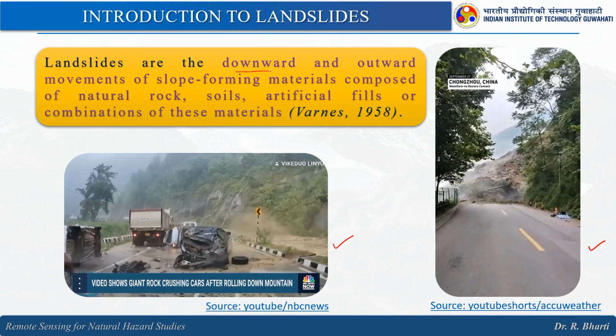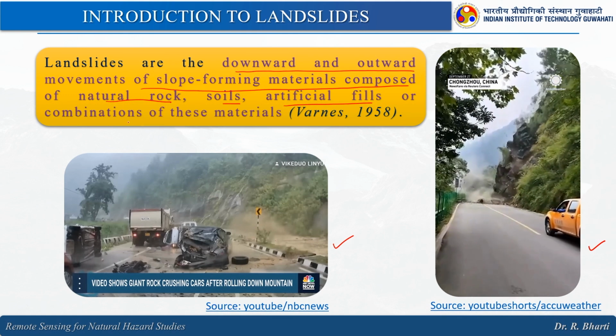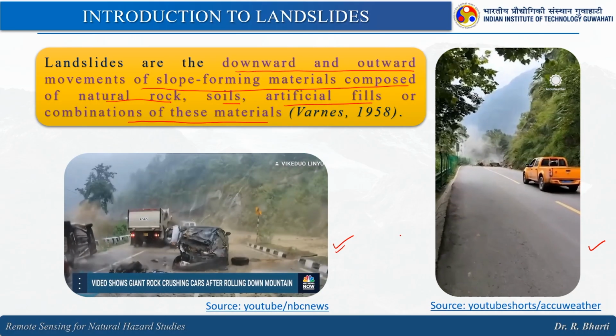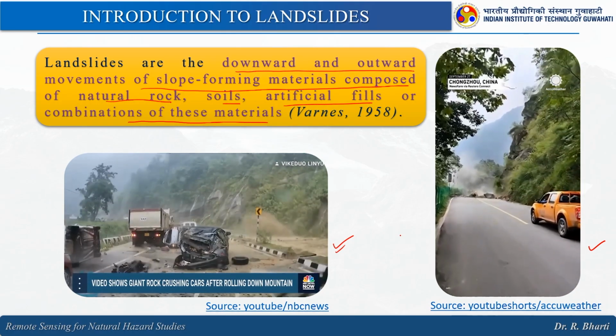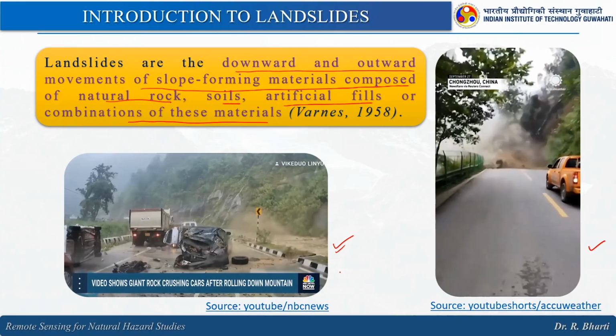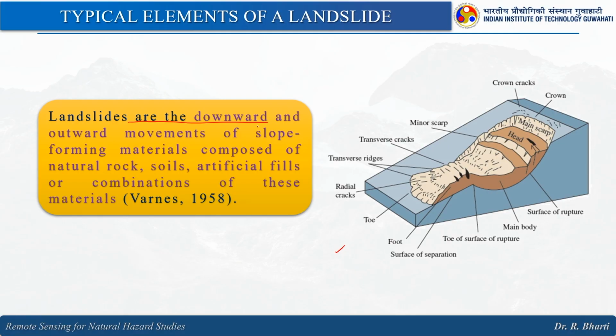Landslides are the downward and outward movement of slope forming materials composed of natural rocks, soils, artificial fills or combinations of these materials, right. You can see here. So these two videos are meant only to tell you how devastating a landslide could be. So landslides are the downward and outward movement. So what are the properties here?